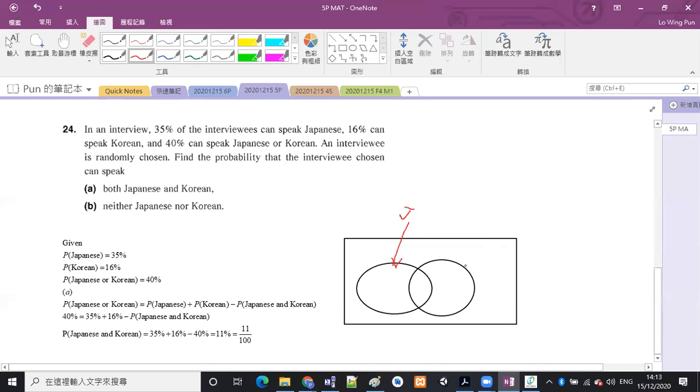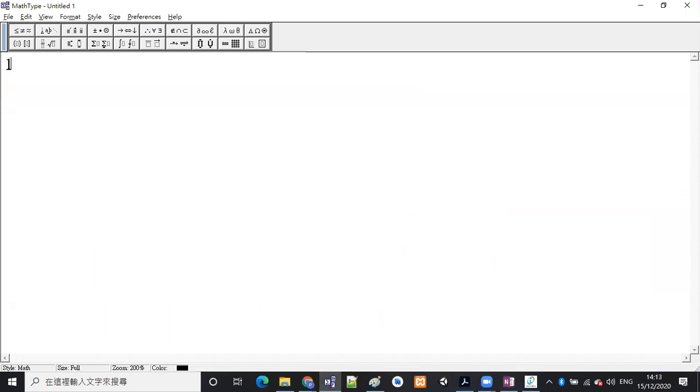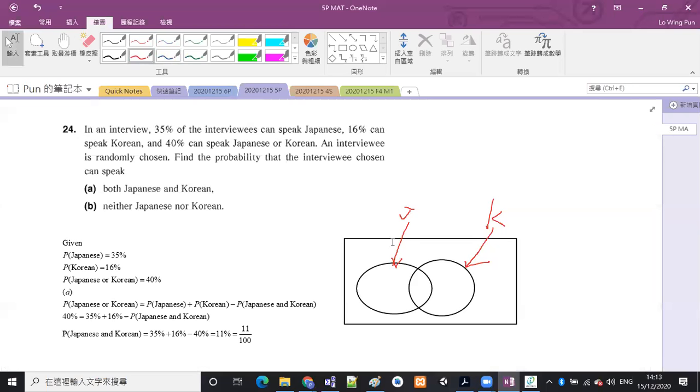Okay, and then the other is speaking Korean. Okay, 好啦，而喺呢度，Japanese 嘅有35%，但係中間呢個係咪11% 啊？11%。OK, 即係又可以講到日文，同埋又可以講到韓文嘅。Okay, I'm going to do this. Okay. So this one is 11%.